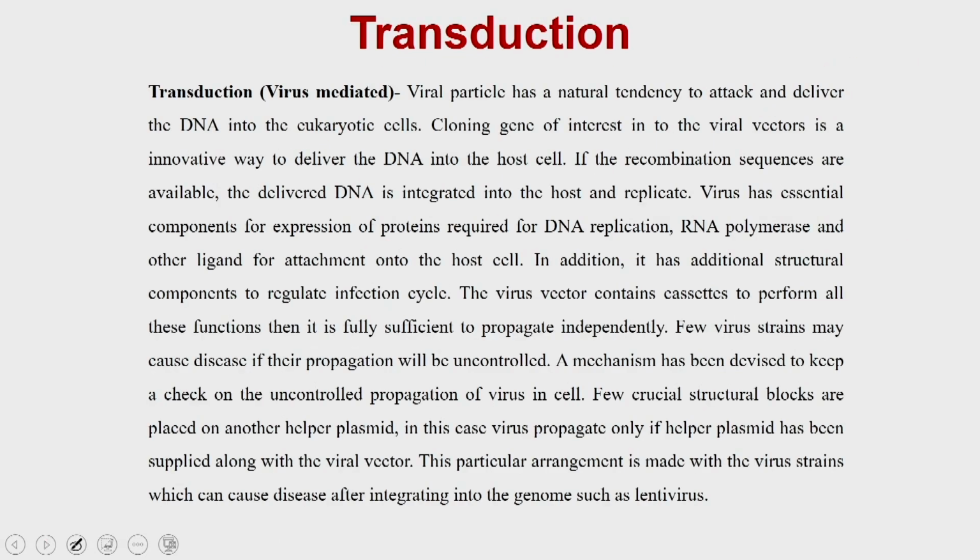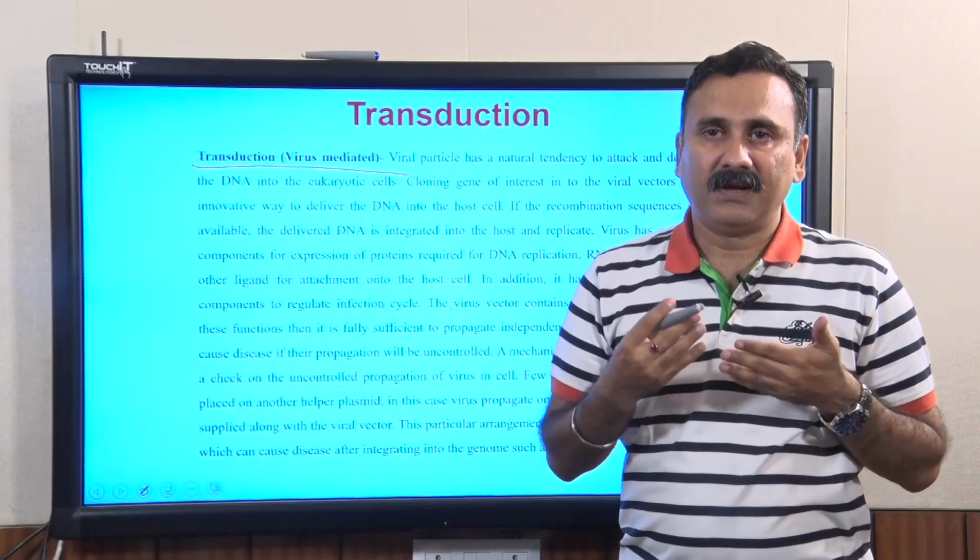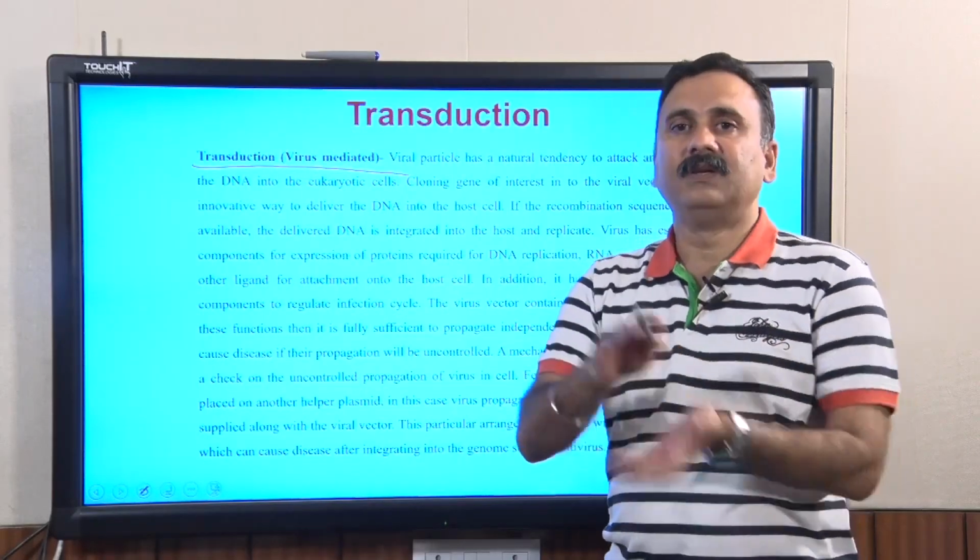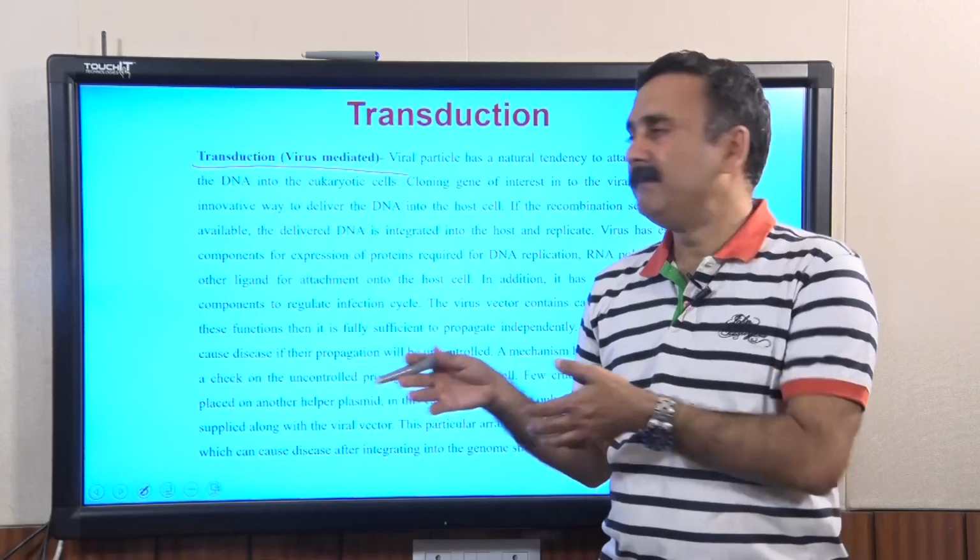Now let us move on to the next approach. The next approach is called transduction. In bacteriofection, we used the bacteria as a source to deliver the DNA, whereas in the case of transduction, you are going to use the virus as a vector to deliver the recombinant DNA.